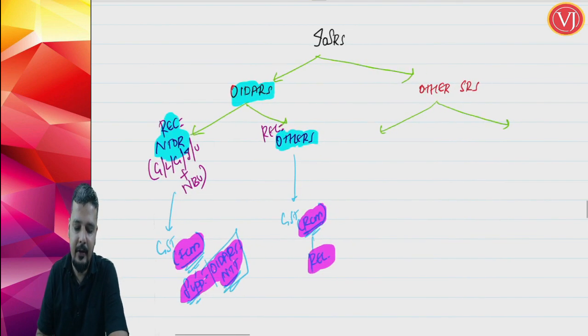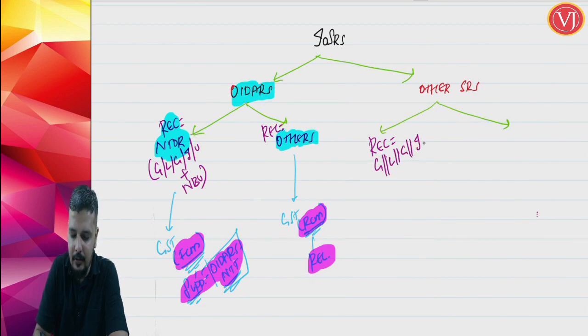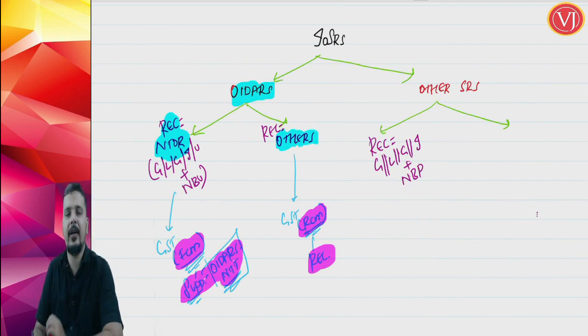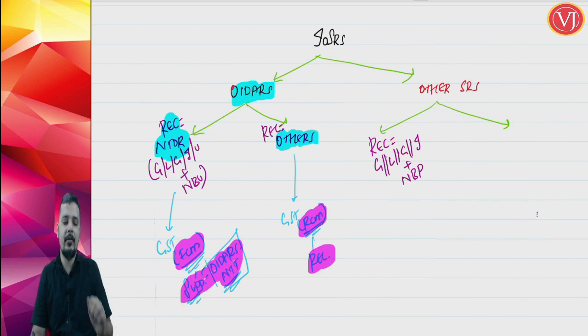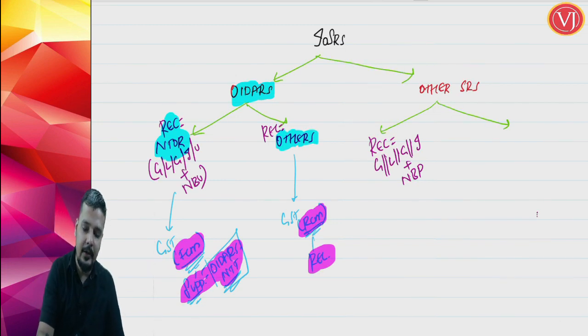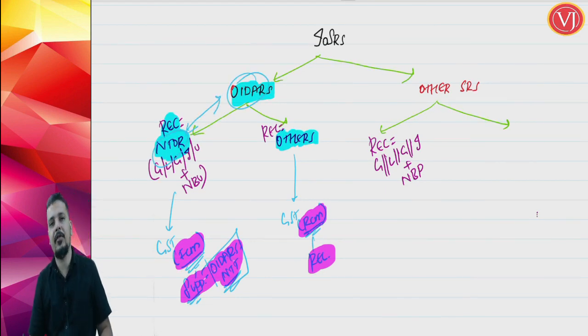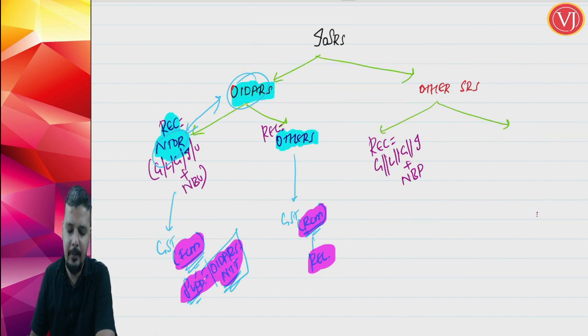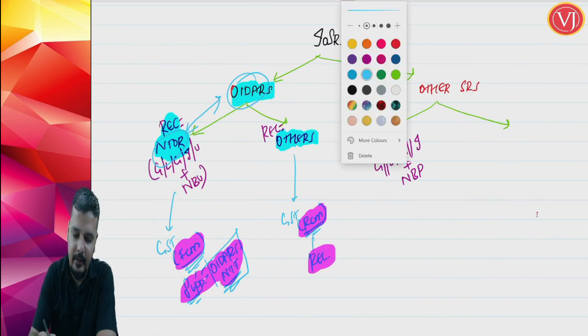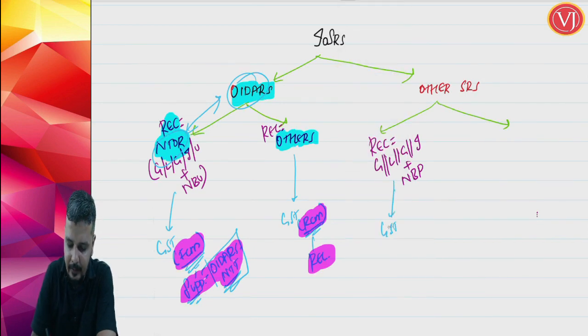Now other services. When you talk about other services, if the recipient is, again the same category, we don't call it non-NTOR now. If the recipient is either government or local authority or governmental authority or individual plus non-business purposes, very similar. But here you don't use NTOR. NTOR, non-taxable online recipient, is used only in relation to online information and database access and retrieval services. Here the recipient is government or local authority or governmental authority or individual plus non-business use. Exempt. GST itself is not there.